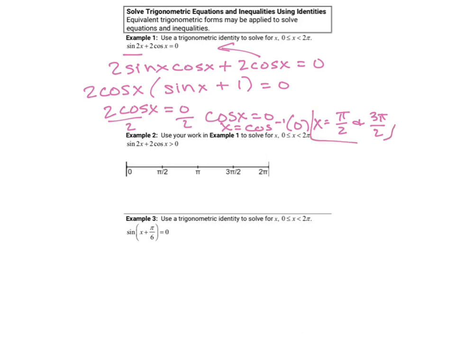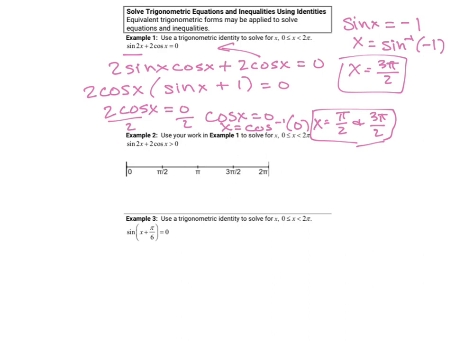These are our answers. Now sine of x plus 1 equals 0, so sine of x equals negative 1. So x equals sine inverse of negative 1. Where is sine negative 1? 3 pi over 2. And we already got that answer as one of our options.